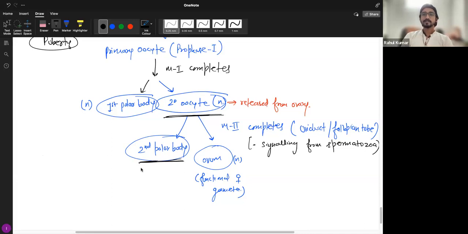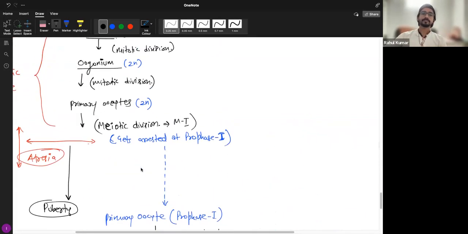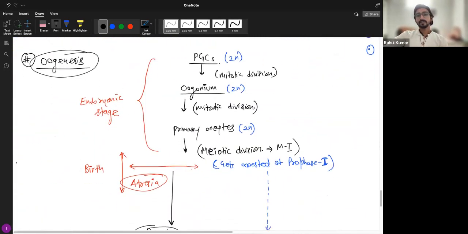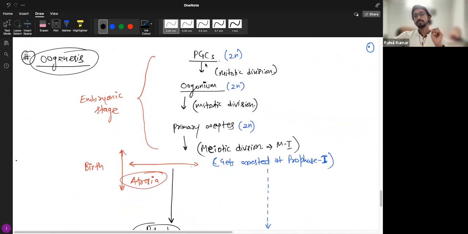The only catch is that structural maturity and functional maturity take place in two different places. Structural maturity takes place in the seminiferous tubules, and for functional maturity, sperms have to go and stay in a camp and go through the training, you can say, in the epididymis. Here the catch is that oogenesis is slightly convoluted, not very straightforward.